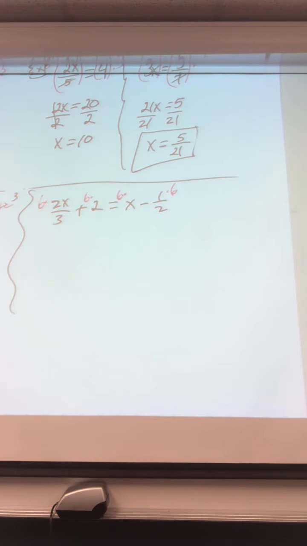Now, is that the way we do it when we're adding 6 to both sides? No. Is that what we do when we subtract 6 from both sides?